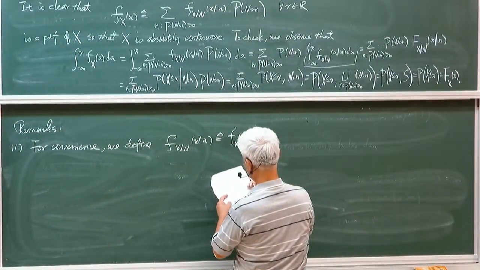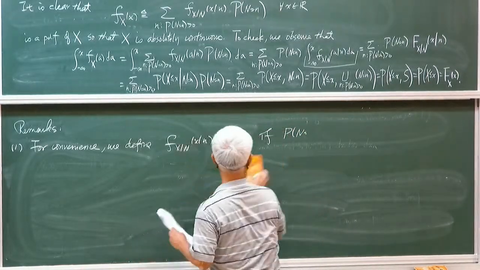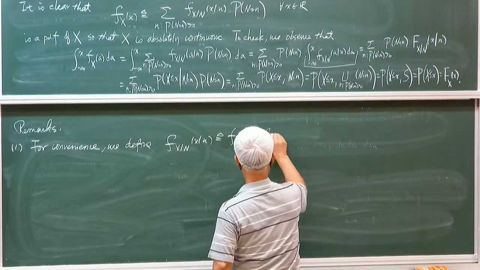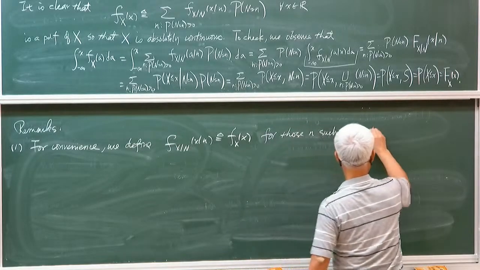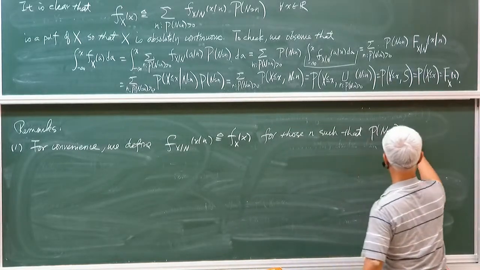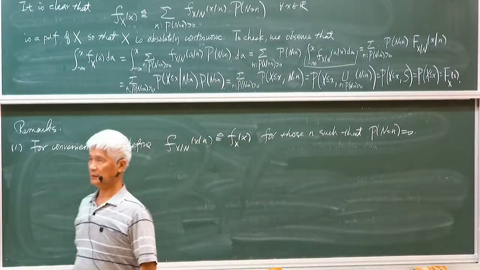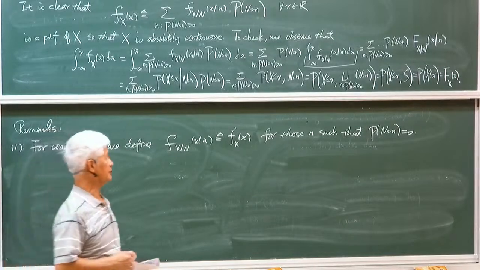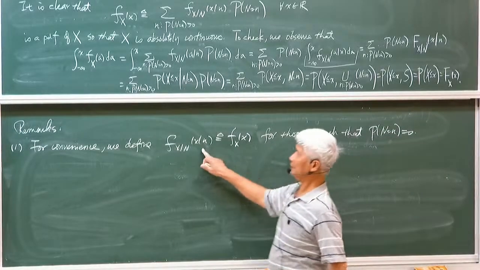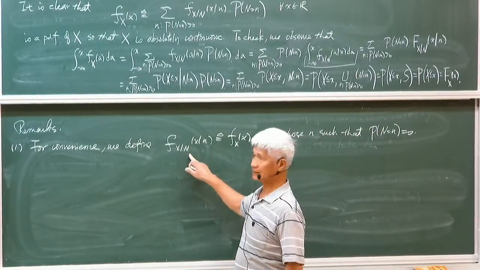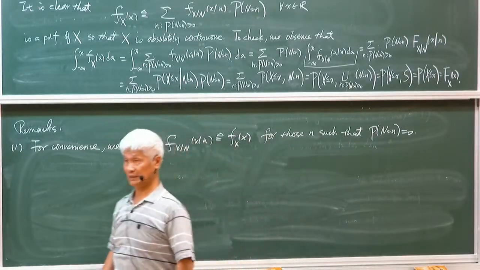Okay. If, for those n such that the probability of this event is equal to 0. Okay. So for every n which is not a possible value of the discrete random variable N, okay, then we define the conditional PDF of X given N equal to n to be just the unconditional one. Okay, just for convenience.